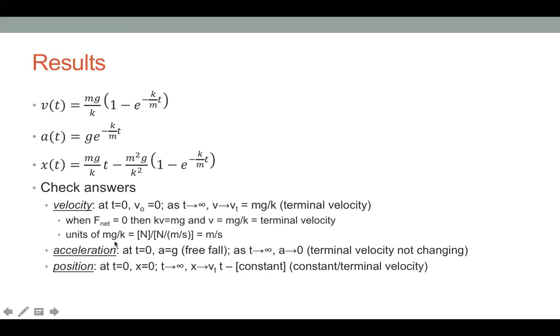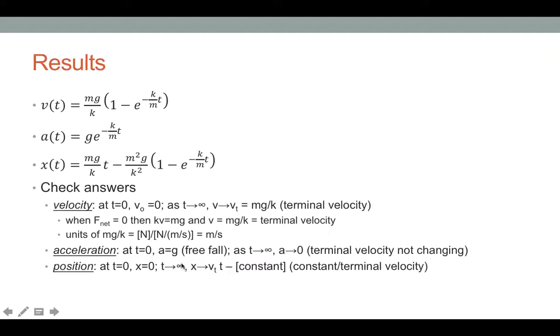The acceleration, at t equal to 0, is, in fact, g. So when it's first dropped, it will be accelerating in free fall. As t goes to infinity, the acceleration will go to 0, which it should, because as t gets large, the velocity does go to a constant terminal velocity, and the acceleration should go away. The position is a bit more complicated, but if we set t equal to 0, the first term is 0, and in the second term I have 1 minus 1, which is 0. So at t equal to 0, x is equal to 0. We started at the origin.